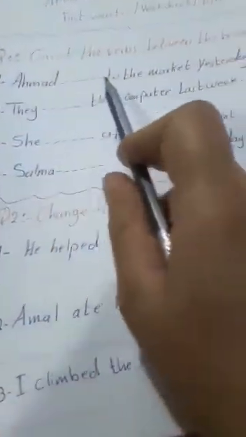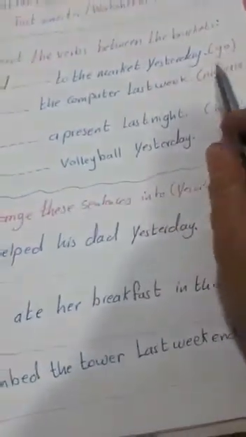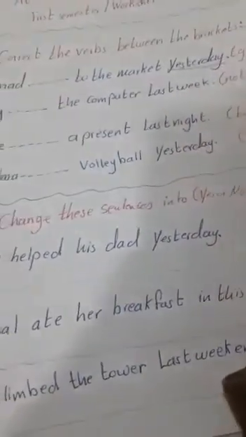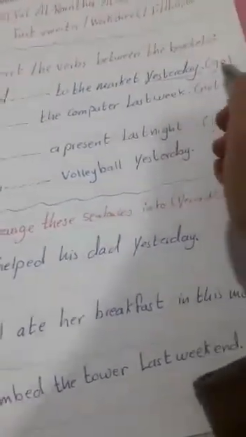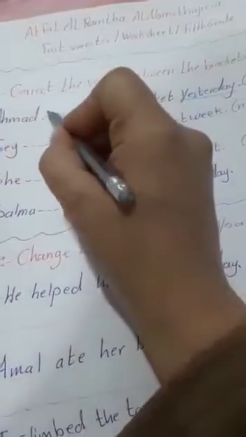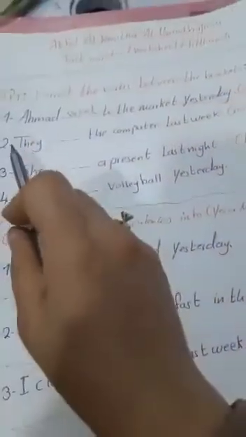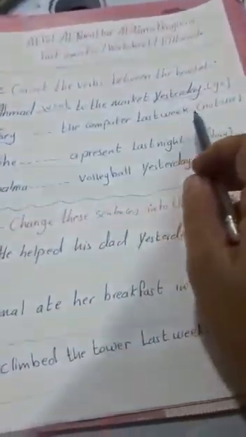1. Ahmad (go) to the market yesterday. Go. Yesterday is a keyword of simple past. Go. What is the past of go here? Went. The past of go is went, because go is an irregular verb.